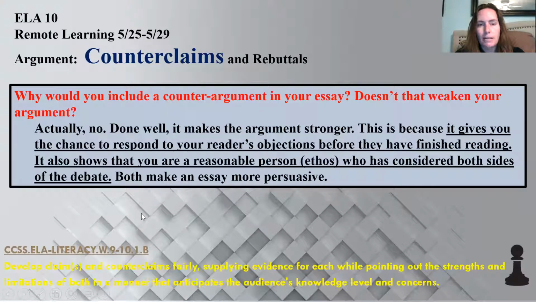So some kids always ask this, why would I want that counterargument or counterclaim in my essay? Doesn't that actually weaken my argument because I'm bringing up the other side and what they think? Well, no, not if you actually respond to the reader's objections. If you actually have a good rebuttal or refutation, it shows how reasonable you are, that you have some ethics to who you are, and that you're not trying to just be biased in one side. It shows that you've looked at both sides, and it shows a maturity. And so it actually makes you more persuasive. The key, though, is you don't just want to put in a counterclaim or counterargument and not comment on it.